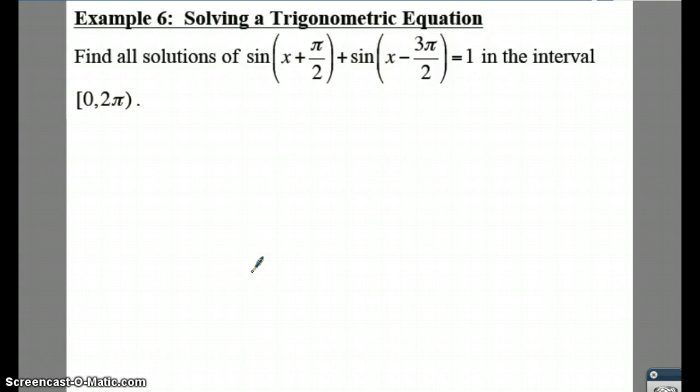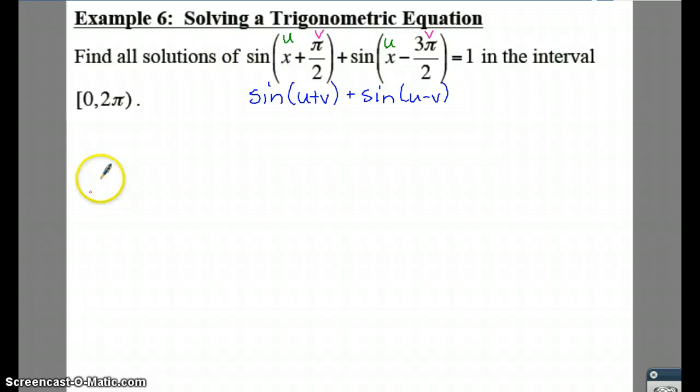For your last example of 5.4, you're going to solve a trig equation by splitting up some sines and by using your plus and minuses, for your sine of u plus v and your sine of u minus v. So we have two formulas we're actually going to use here. Here we have the sine of u plus v plus your sine of u minus v. And for each of these, your u is going to be your x, and your v's are going to be pi over 2 and 3 pi over 2. If we use these formulas, we're going to split out the first one.